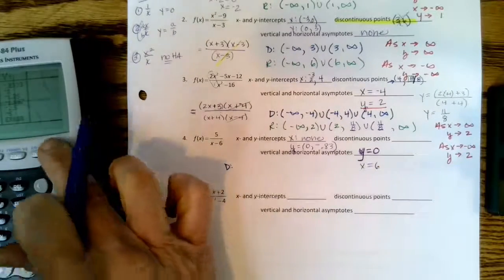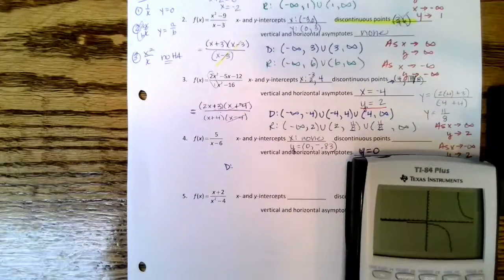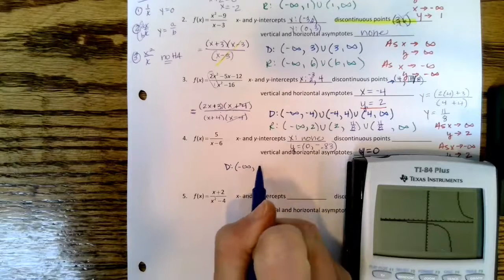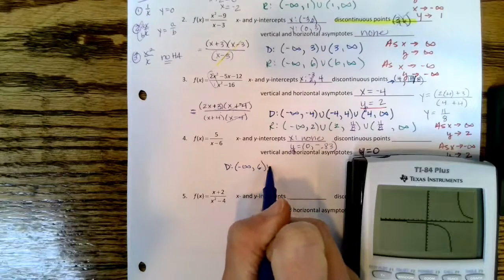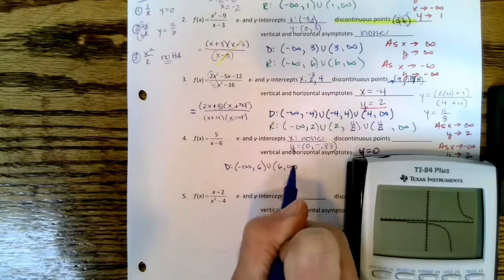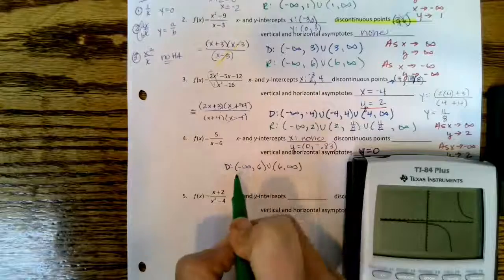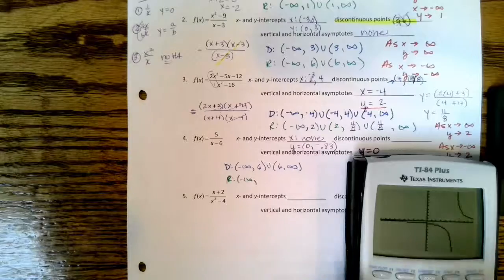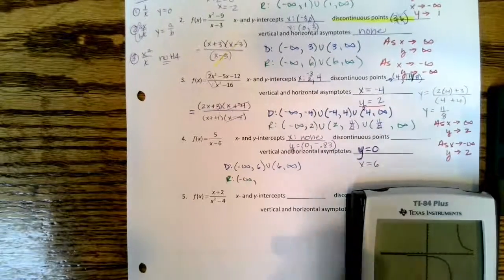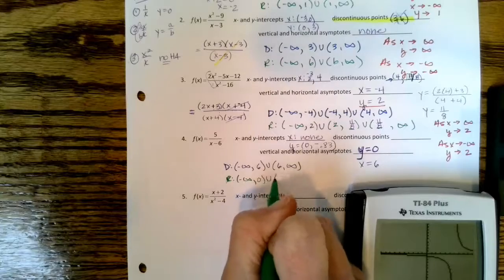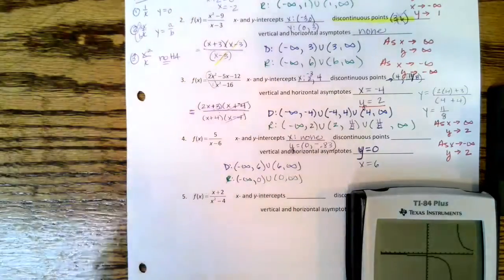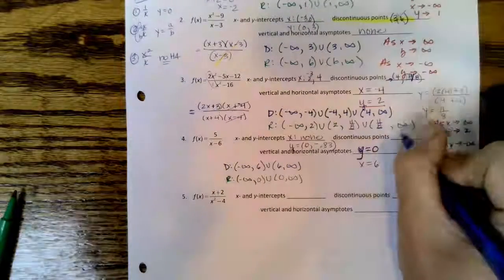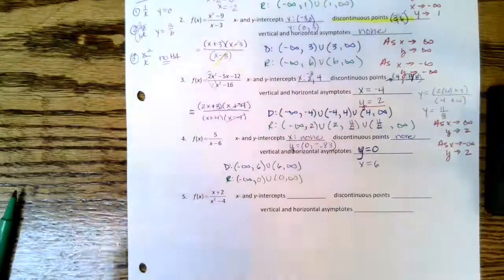For my domain, as I look at my graph, this can help me. So all the values of x from negative infinity up to my vertical asymptote, hop over that asymptote, and continue going on. For my range, same story. Negative infinity up to that horizontal asymptote at 0, hopping over it, and continuing on. There are no discontinuous points, so we'll put a none in there.